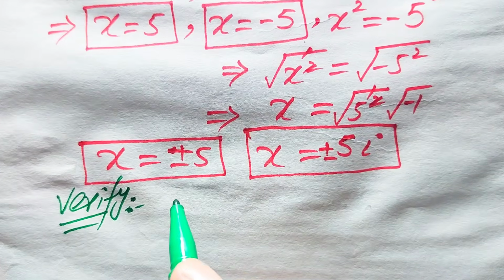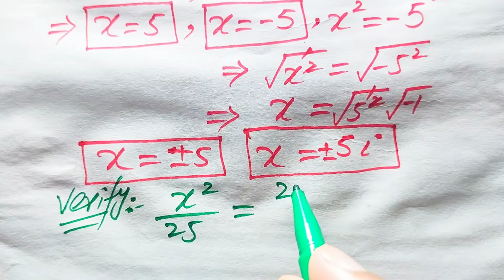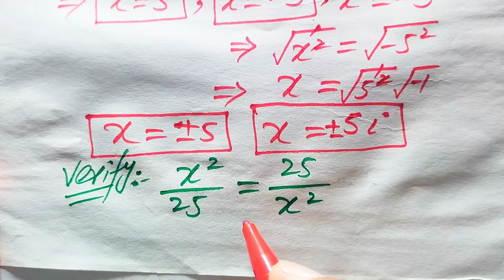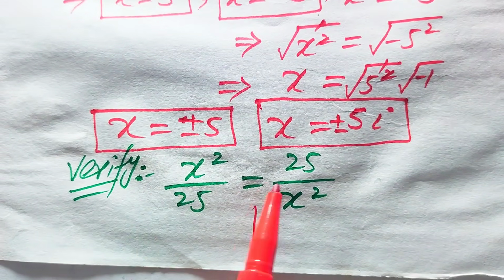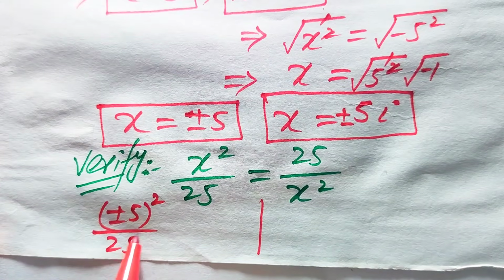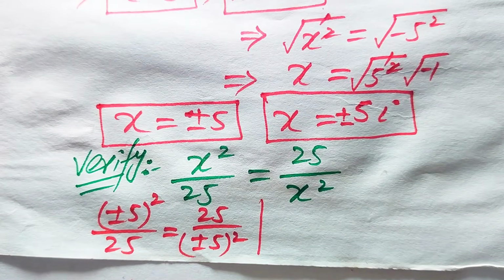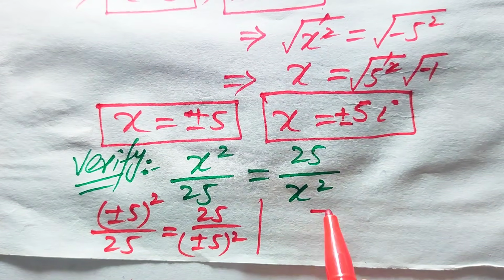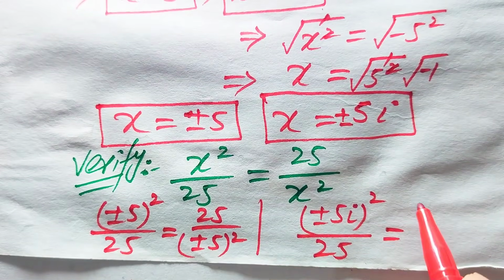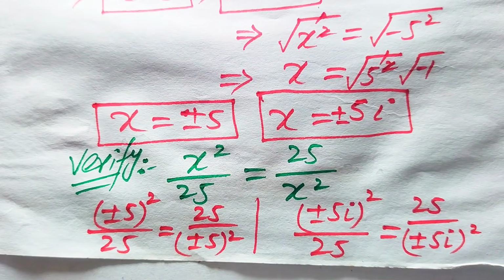So for verification of this, we need to copy down the given question statement. Here it is x squared divided by 25 is equal to 25 divided by x squared. So further in the next step we first substitute this value of x on both of the sides, and we get plus minus 5 squared divided by 25 is equal to 25 divided by plus minus 5 squared. Similarly, we substitute this value here and we get plus minus 5 iota square divided by 25 and 25 divided by plus minus 5 iota square.